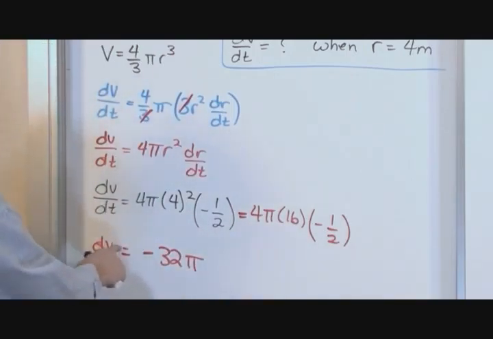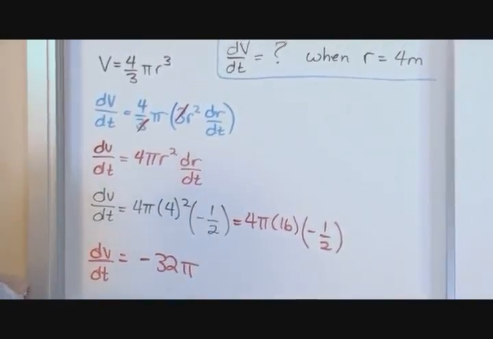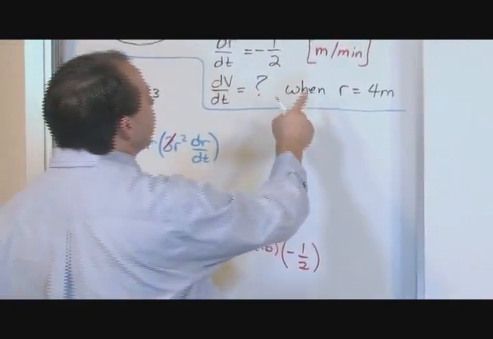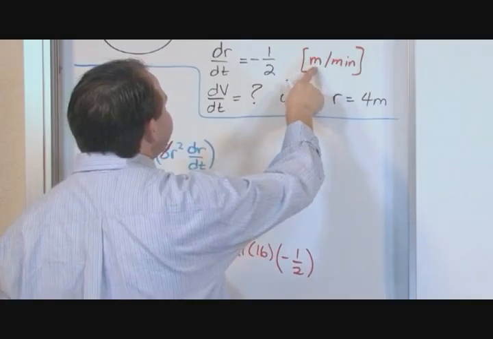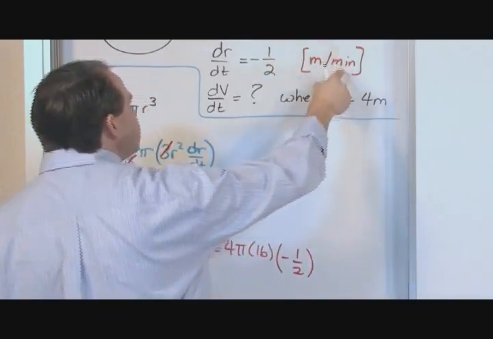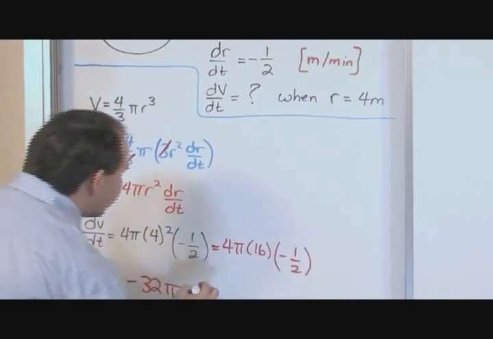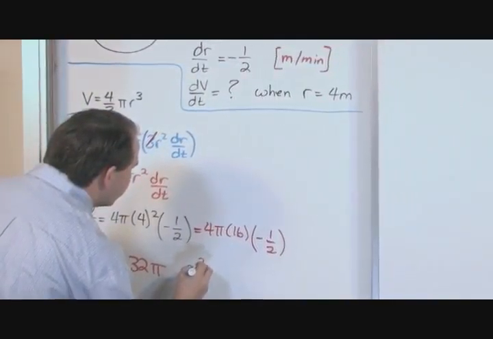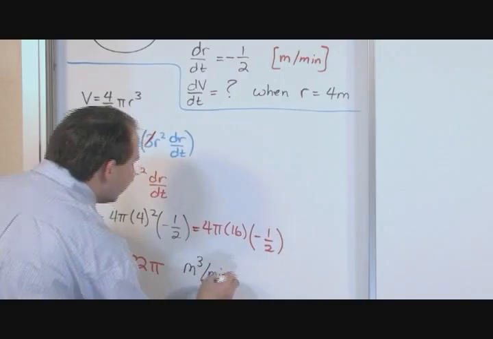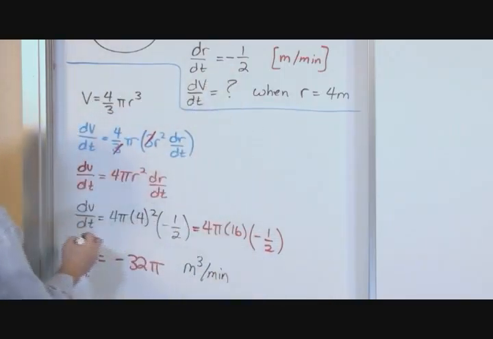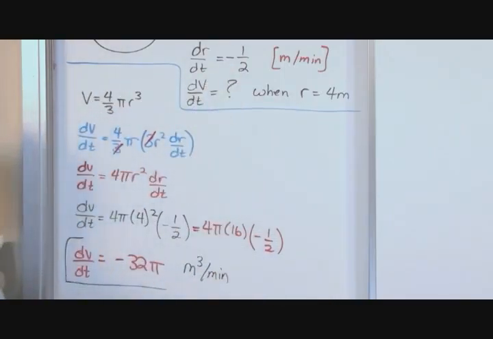If this is how much volume is changing with time, what would the units be? Well, up here in the original problem, the unit of length that we were using was meters. The unit of time that we were using was minutes. So if this is a volume change with respect to time, the unit is going to be meters cubed per minute, because we have to have the same units as what we started with. That's what defines and locks down the units to begin with. So it's -32 pi meters cubed per minute.